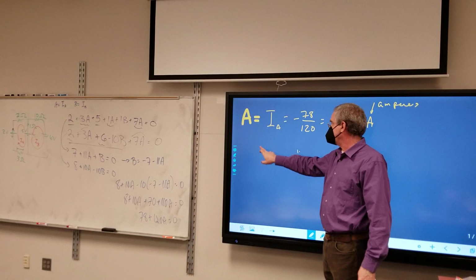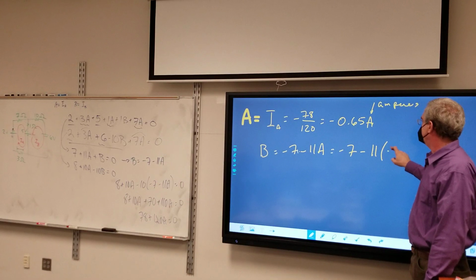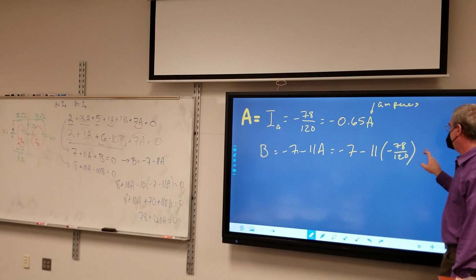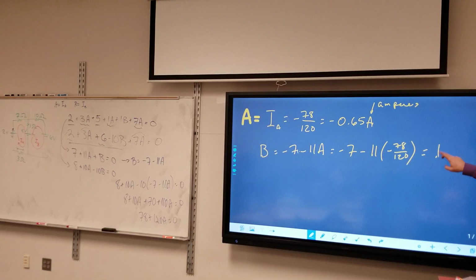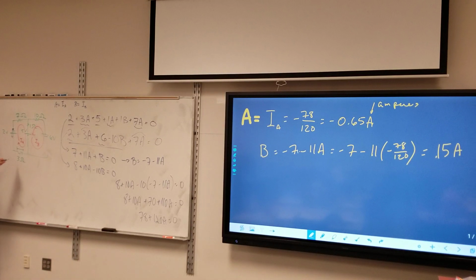All right, so B, well, we have a formula for B. B is -7 minus 11A. So -7 minus 11 times, depends on if you like the fraction or the decimal, 0.15. So what we're claiming is that we gain potential going, actually, I had current flowing this way, so current's actually flowing the other way. So if I go across the 3 ohm resistor in that direction, I'm gonna lose potential. And my drop here is going to be my current times my resistance. So negative 0.65 times 3. Negative 1.95.